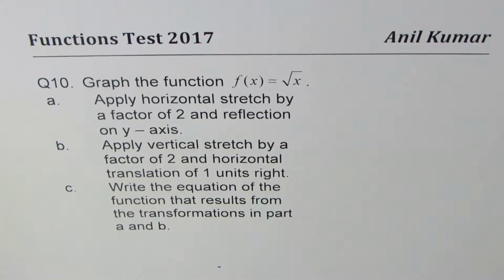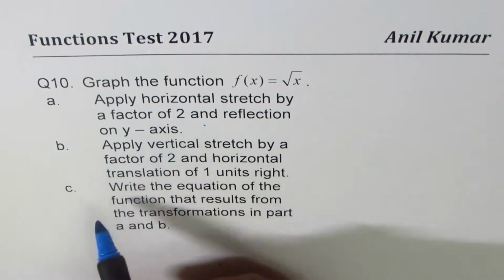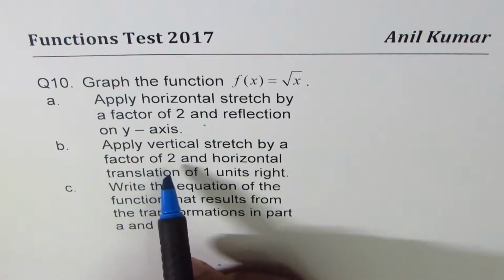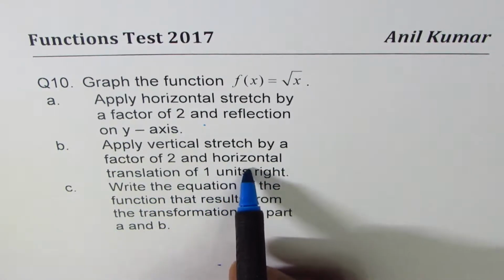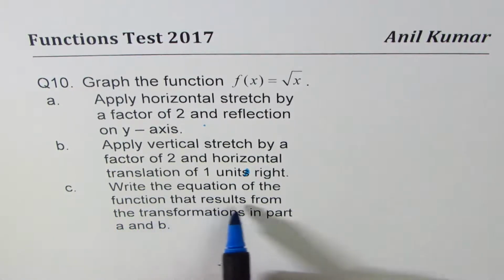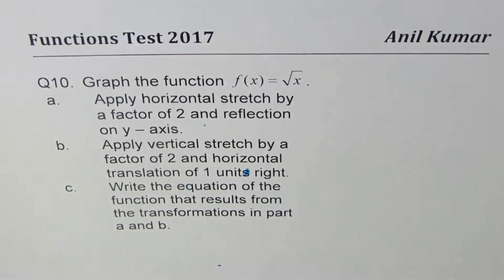The question here is, graph the function f of x equals square root x, apply horizontal stretch by a factor of 2 and reflection on the y-axis. That's part A. Part B is apply vertical stretch by a factor of 2 and horizontal translation of 1 unit, right? Part C is write the equation of the function that results from the transformations in part A and B. So that's the question for you.